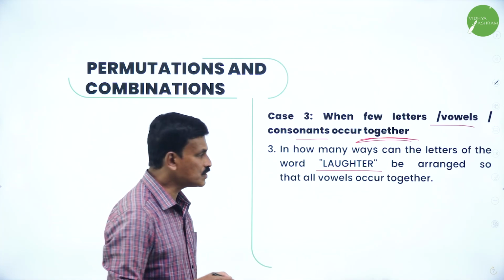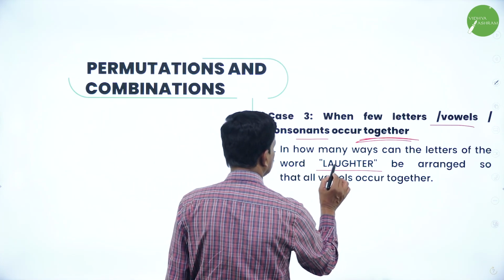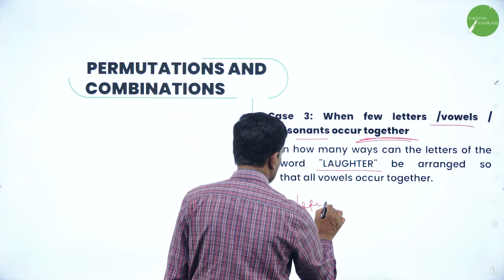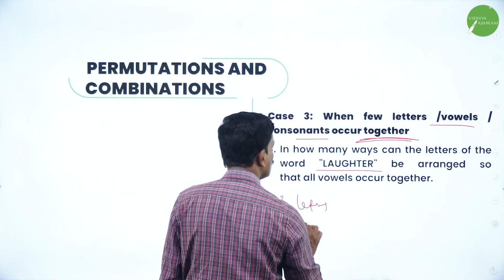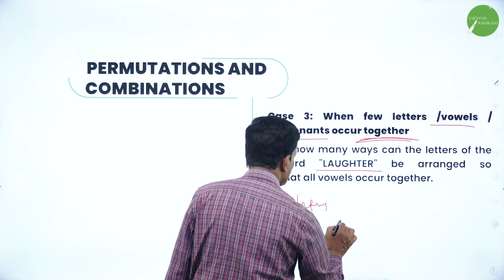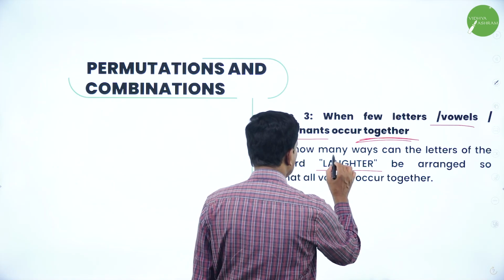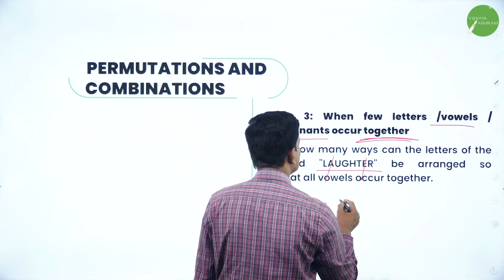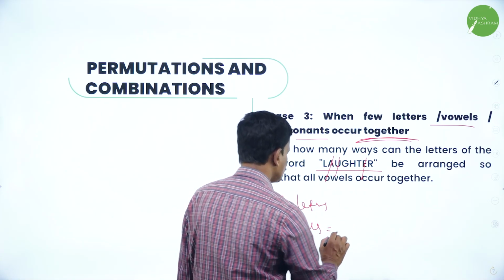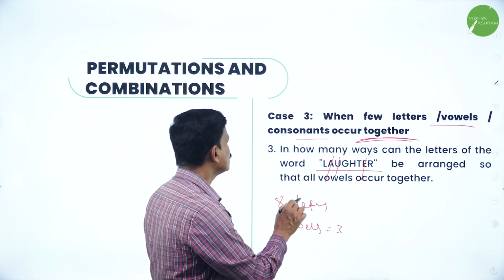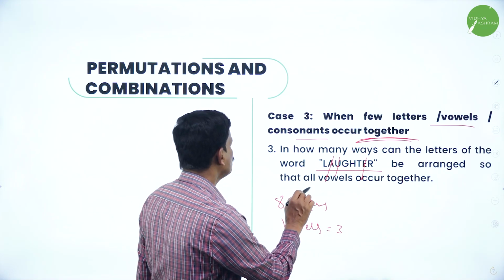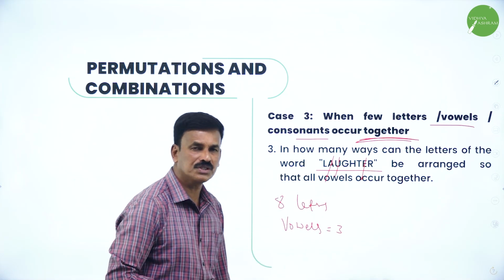First find out how many letters are there: 1, 2, 3, 4, 5, 6, 7, 8 letters. In these 8 letters, how many vowels are there? The vowels are A, E, I, O, U. U is here, so that is one. A is there, E is there, I is not there, O is also not there. Only 3 vowels are there.